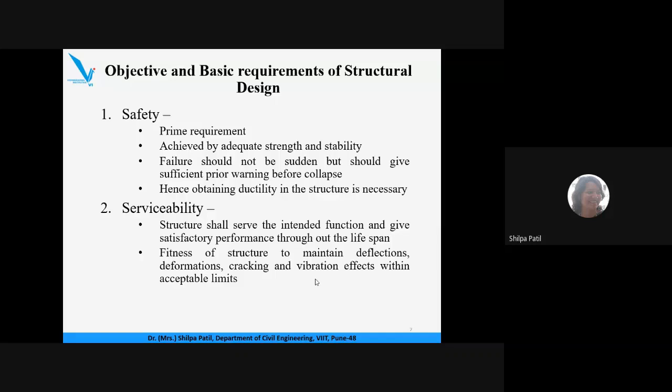Or rather, I would say that if you construct any structure using only concrete, you will not be able to get ductility in that structure. To get a certain ductility, we have to reinforce the concrete with steel and then cast reinforced concrete structures. This is why we use steel in concrete, because we want a certain ductility. Now, why is ductility important? Why do we need ductility?